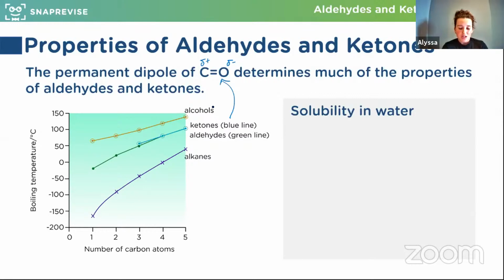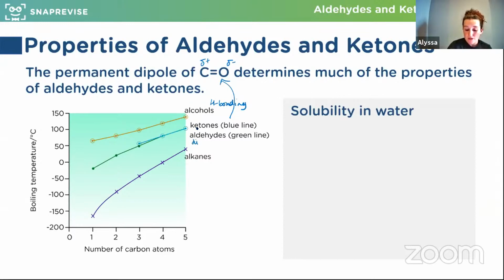Why are our alcohols even higher? What do alcohols have that ketones, aldehydes and alkanes don't have? What's present between molecules of alcohol? Yes, it looks like someone's already said it: hydrogen bonds. So there's H bonding in alcohols, meaning they've got an even higher boiling point.